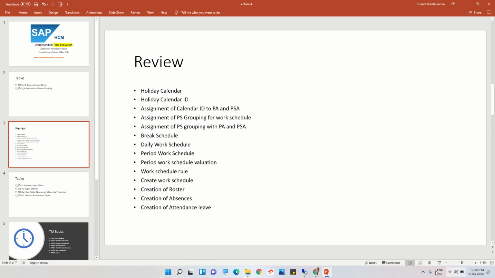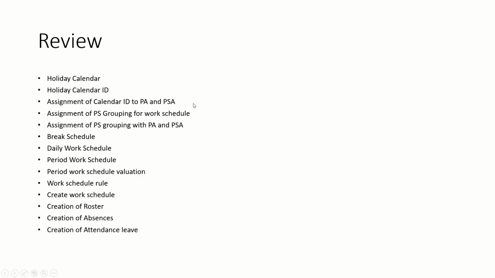Let us make a review of the following things, what we have discussed. As part of time management, we have configured a holiday calendar. We created two holidays, one for Dasara, another for Republic Day. Then we created one holiday calendar ID, then we assigned this calendar ID to PA and PSA. Then we also created assignment of PS grouping for work schedule, with PA and PSA. We have also configured the break schedule. There are different kinds of breaks, maybe lunch break. Then daily work schedule also we created. Then period work schedule we created. Then period work schedule valuations we did. Then we also created work schedule rule, and work schedule. And we have also created roster, absences, and attendance leave.